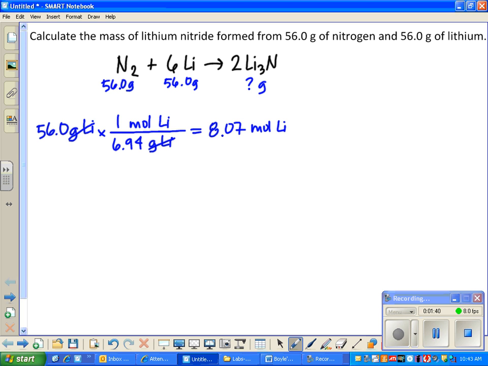Doing the same with the nitrogen, 56.0 grams of N2, grams of N2 on the bottom, moles of N2 on top. For every 1 mole, there are 28.02 grams because there are 2 nitrogens, so 2 times 14.01. Grams of nitrogen divide out. Your moles of nitrogen are 2.00.